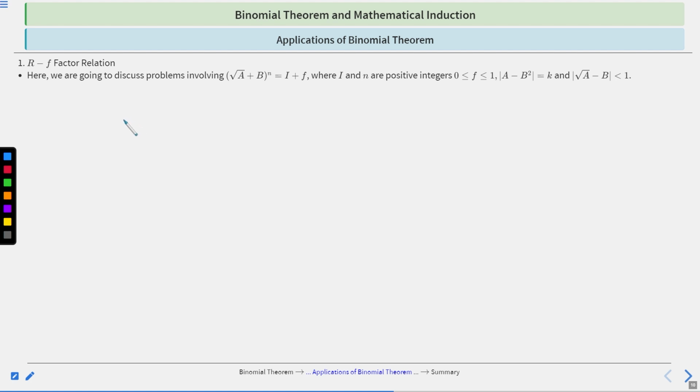Next, application of binomial theorem. First, the R minus F factor relation. Here we are going to discuss the problems involving (root A plus B)^n, which can be represented as I plus F, where I and n are positive integers and f is between 0 and 1. Also, (a minus b squared) is equal to k, and root a minus root b, its modulus, is less than 1. Clear?